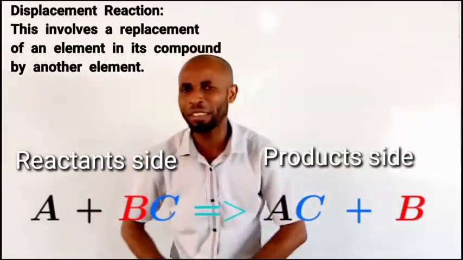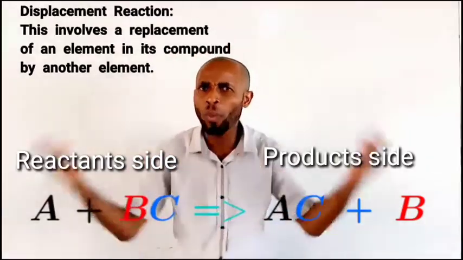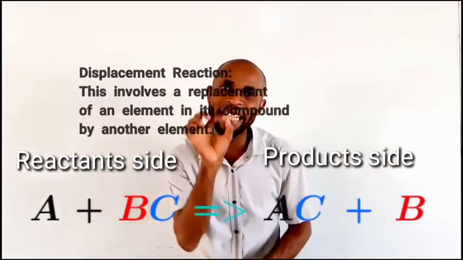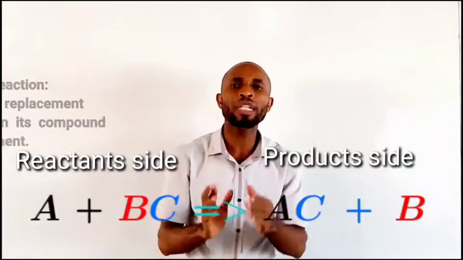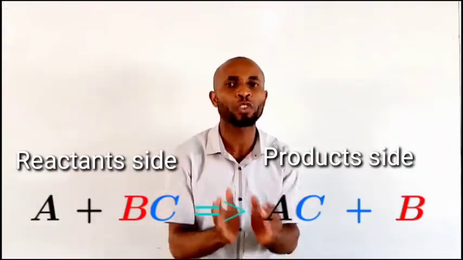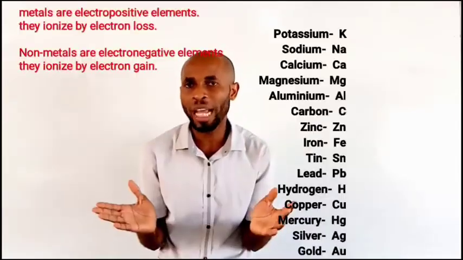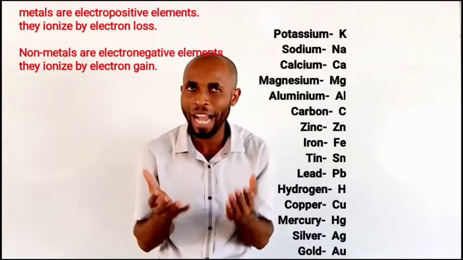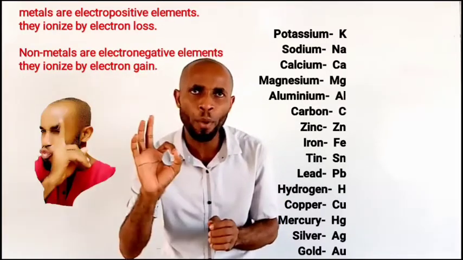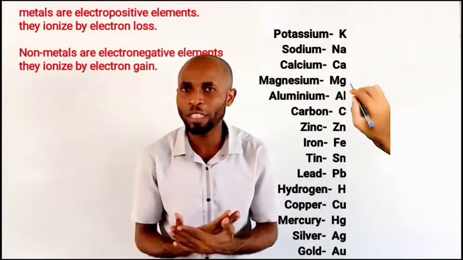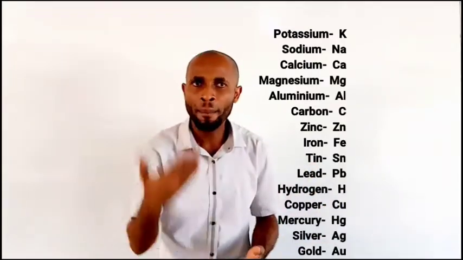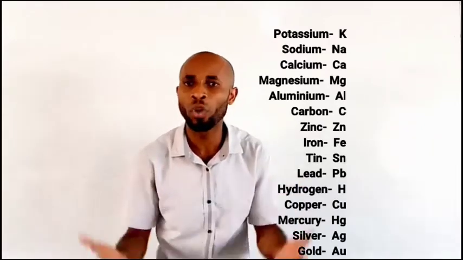I know you may be asking the question now, what do I mean by reactivity series? A reactivity series is a table arranged in the order of increasing ability of some elements in their reducing or oxidizing power. Something like potassium, sodium, calcium, aluminium, carbon, zinc, iron, tin, lead, hydrogen, copper, mercury, silver, and gold.